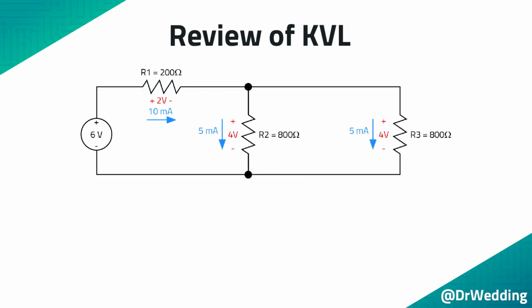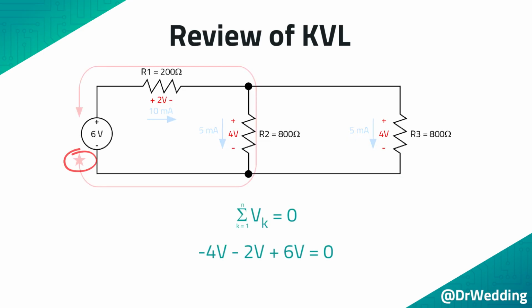Kirchhoff's voltage law will be demonstrated using this circuit that has already been solved. In simple terms, KVL states that if you start at any point on a circuit, you can move along any path and add up the voltages you encounter. When you enter on the positive side of the resistor, you will add the voltage. And when you enter on the negative side of the resistor, you will subtract the voltage. And as long as you come back to the starting point, the voltages will add to zero.